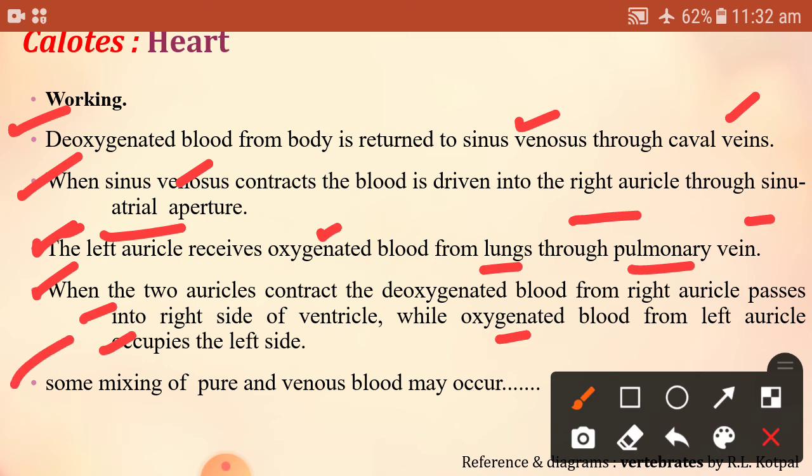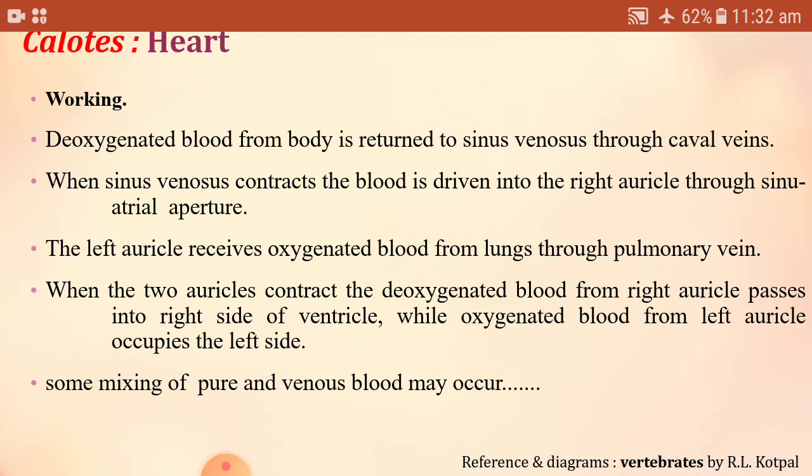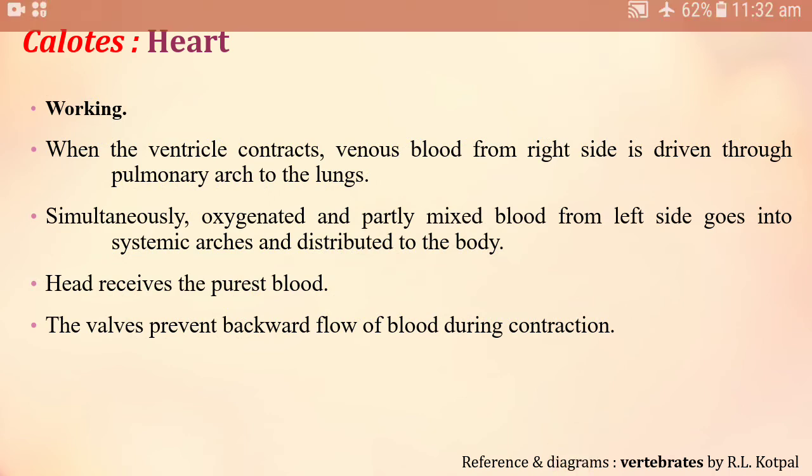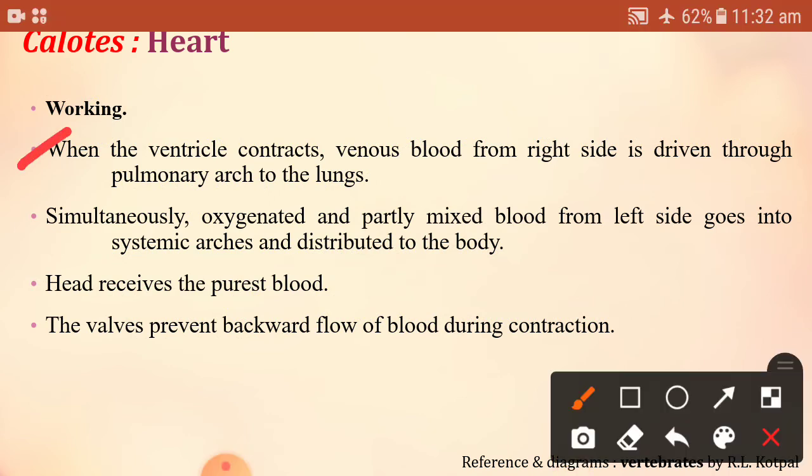But some mixing of pure and venous blood may take place in Calotes due to the incomplete septum. When the ventricle contracts, the impure or venous blood from the right side is driven through the pulmonary arch, by the pulmonary artery, to the lungs for purification.